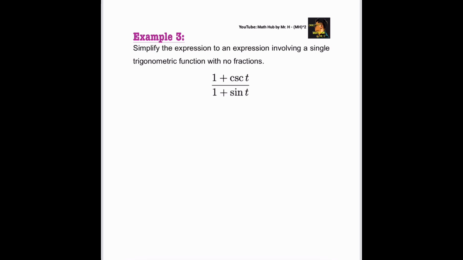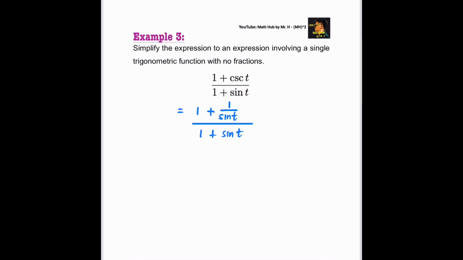So by looking at the expression, we can see that cosecant t can be rewritten into 1 divided by sine t, which is one of the reciprocal identities, right? So we copy 1 plus cosecant t, which can be rewritten as 1 divided by sine t, and we copy the denominator, so 1 plus sine t.